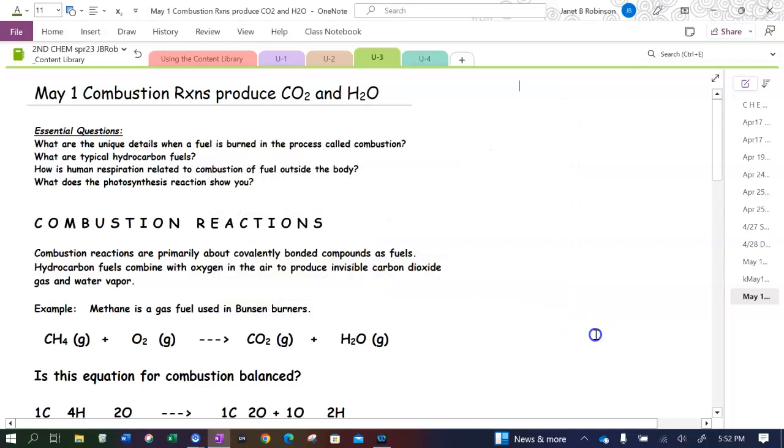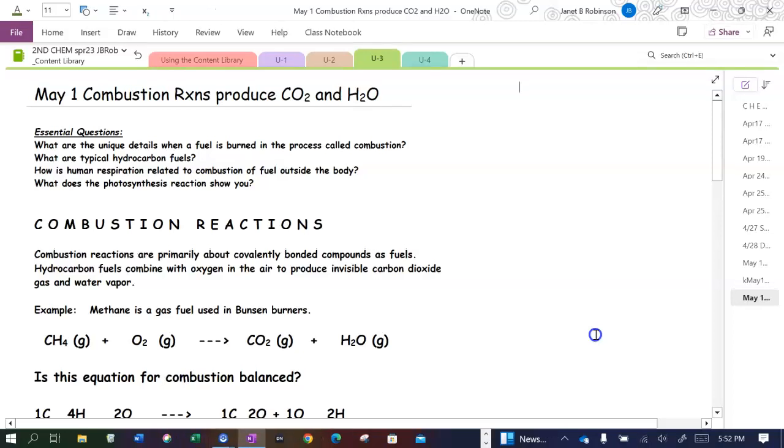So hello everybody. Today we're doing some combustion reactions, which are very important reactions in the scheme of things, but they're a little bit difficult to balance.